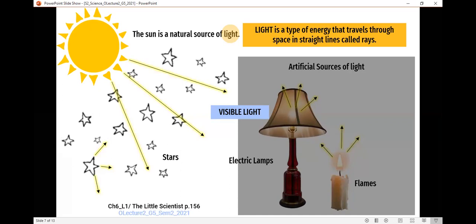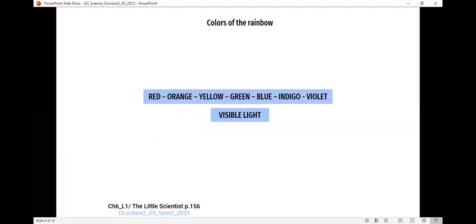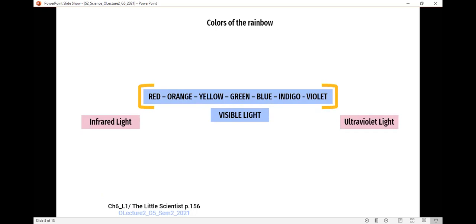This means that we have another type of light that we cannot see. They are called invisible. We can see all the colors from red to violet. But we cannot see what is before the red, the infrared light, or after the violet, the ultraviolet light. These are invisible light. So our eyes, human eyes, can see all the colors between red and violet.